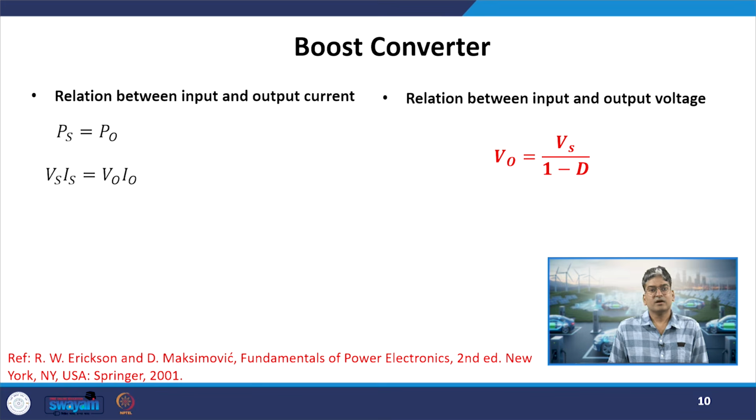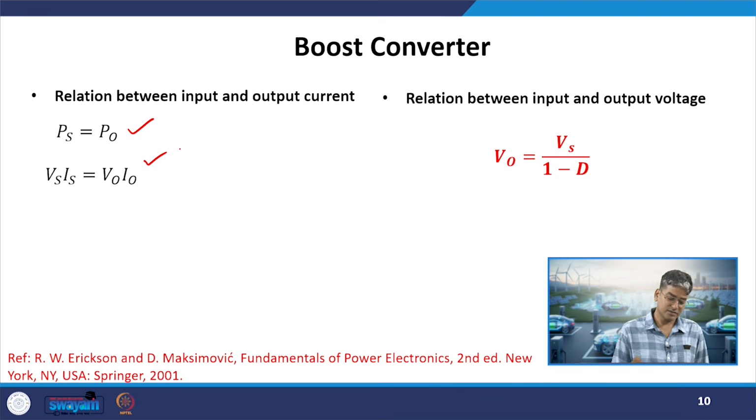Now, again assuming that it is a lossless circuit, our input power will be equal to the output power. If you have loss in the circuit, the input power will be equal to the output power plus losses. Now, we are considering the circuit to be ideal, so the losses are 0. So input power will be equal to output power.